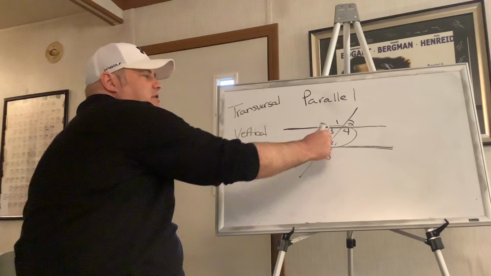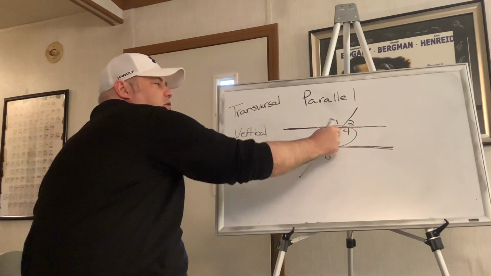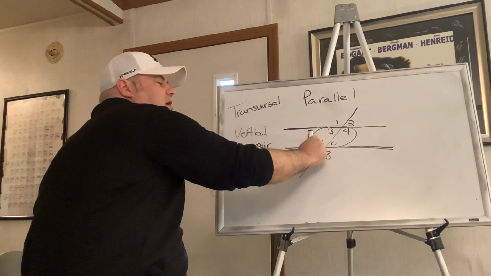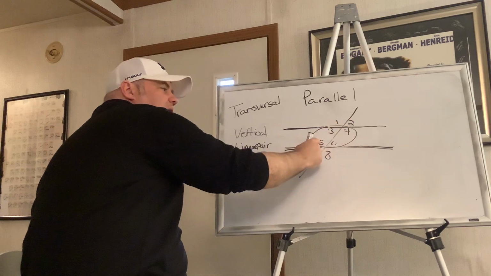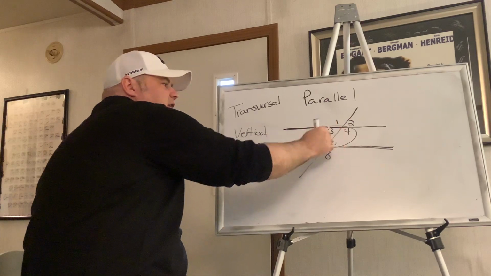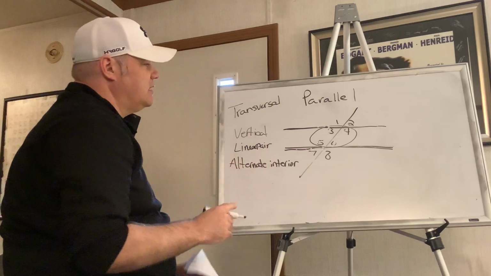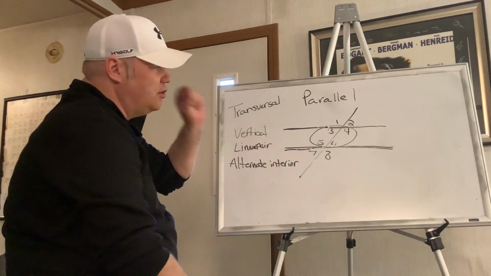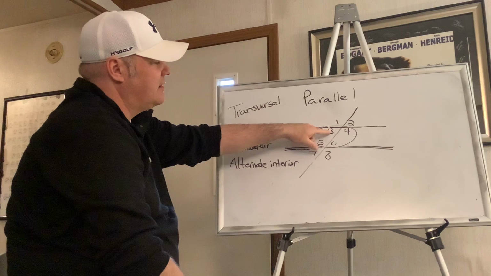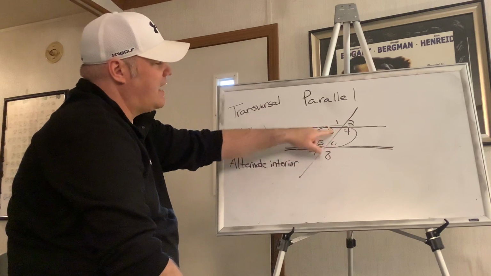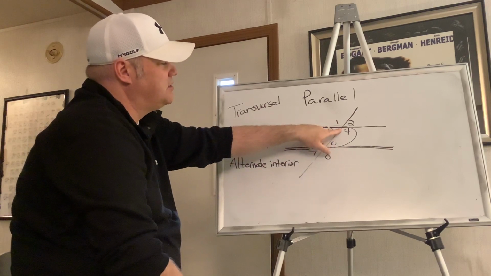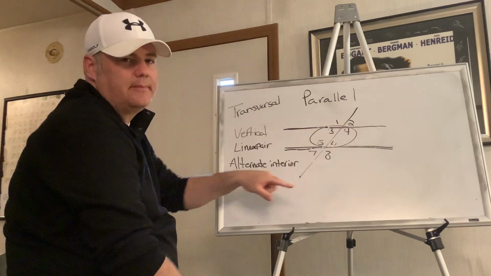Another example of alternate interior on this one is these two, 4 and 5. If that one's 120, then that one's 120, or if that's 150, that's 150, and so on. What's nice about these is you can use visual looks: that's an acute angle, and so is that. So those two match up. That's an obtuse angle, and those two match up.